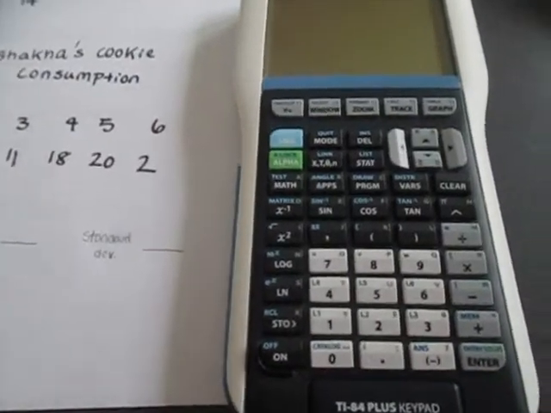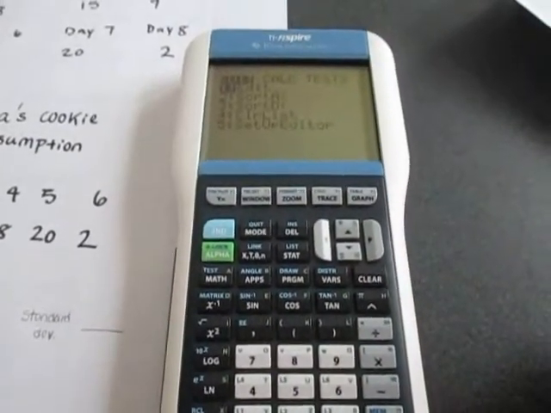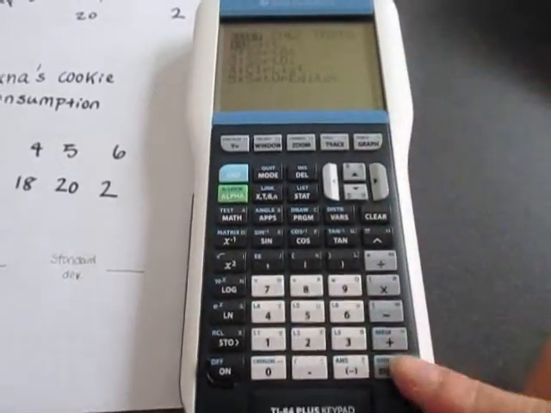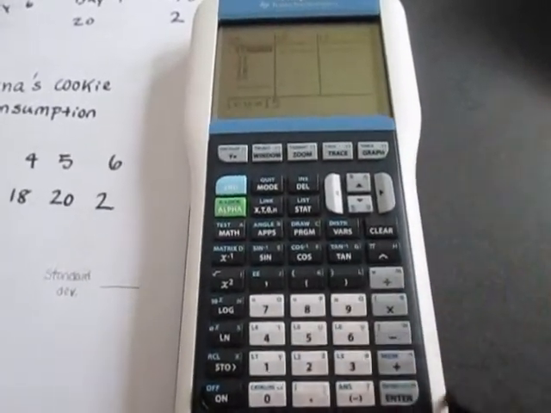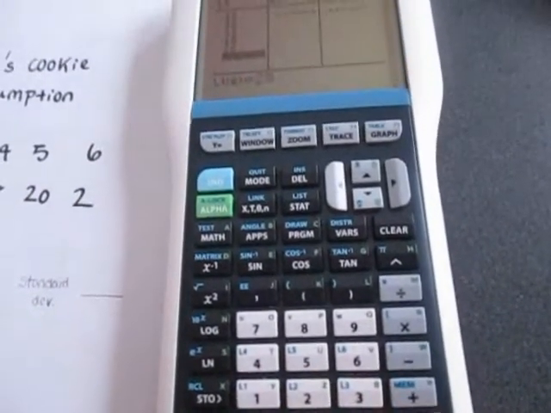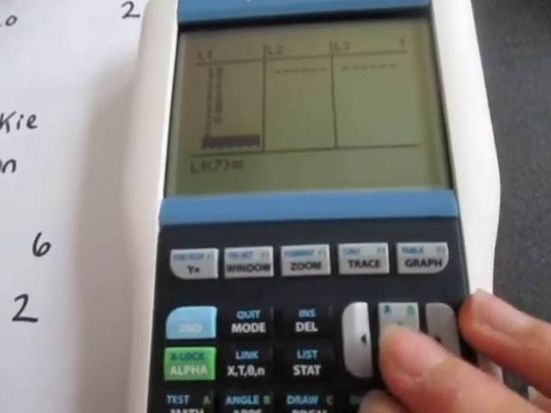You can start by pressing the stat button, located right here. After the stat button, a screen pops up where you can enter the information. You go to edit, then you can start entering the numbers. As you can see here, a few of them have already been entered. Now you scroll down to the last one, let's enter the last number, 2, and then let's press enter. Alright, now you have all the numbers in list 1.